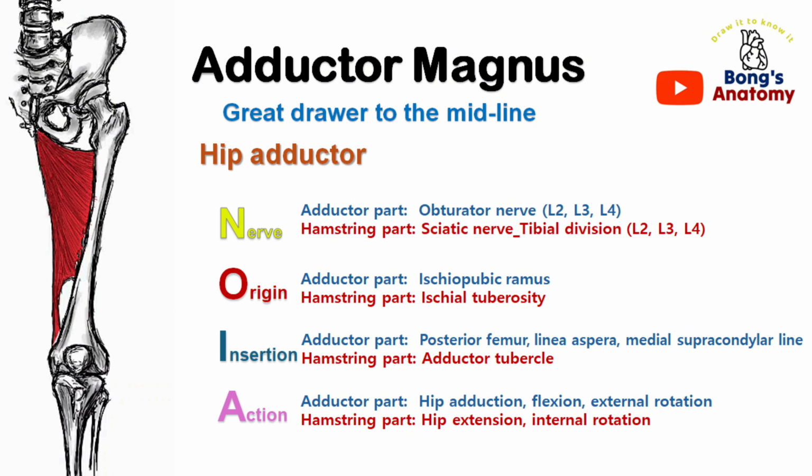And the hamstring part originates from the ischial tuberosity and inserts into the adductor tubercle, which is quite weird because the adductor part does not insert there, but the hamstring part inserts into the adductor tubercle. And the action is a bit different as well. The adductor part does hip adduction, flexion, and external rotation. But the hamstring part, as the name gives, functions as hip extensor and internal rotation.